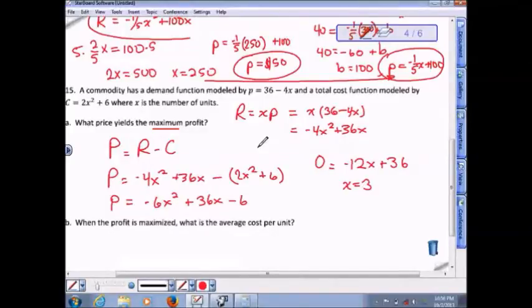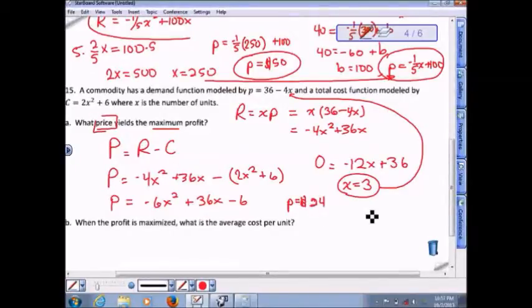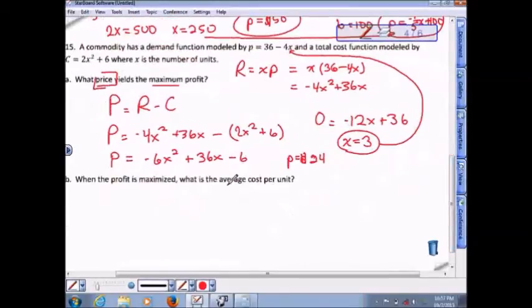This represents the number of units, but again they're asking which price yields the maximum profit. So they have to sell 3 units to receive maximum profit. What price is that? Well, if we plug this value 3 into the price function there, 4 times 3 is 12, 12 from 36 is 24. So lowercase p, price, is $24.